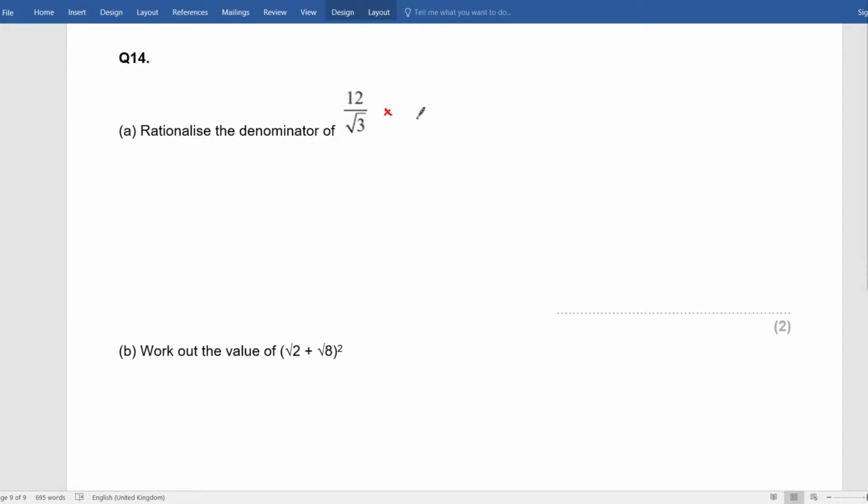So in this case, we're looking at the rule: when you have root a times root a, that becomes a times a, which means a squared and square root. They will cancel each other out and just leave you with a. So in this case, using this rule, we're going to multiply top and bottom by root 3.